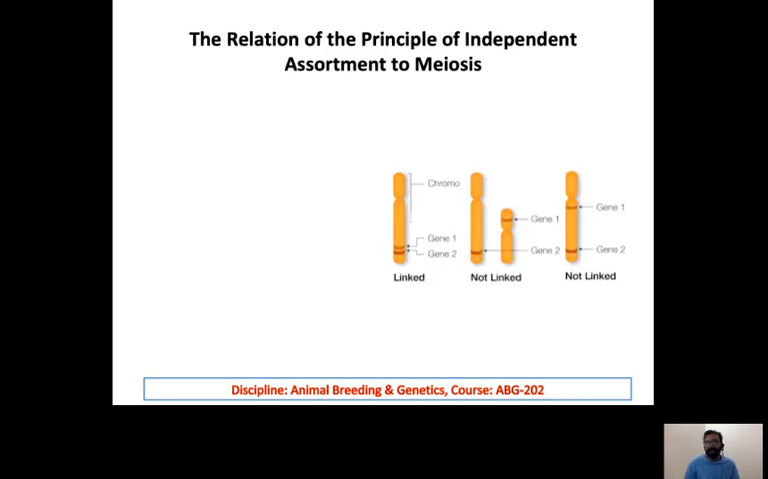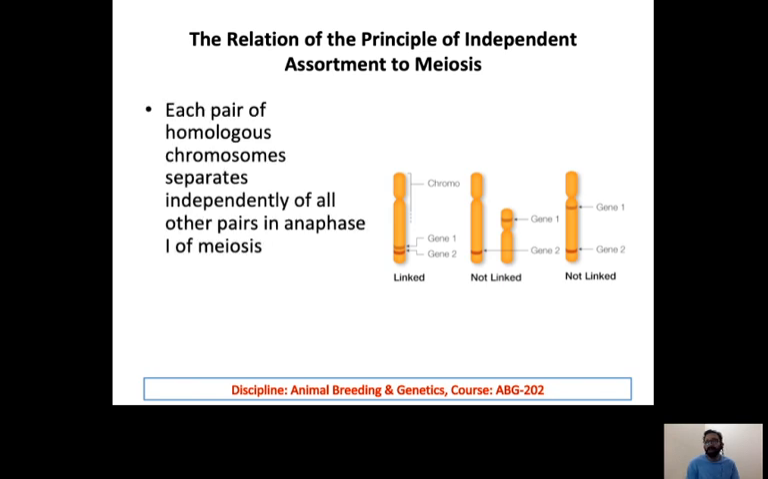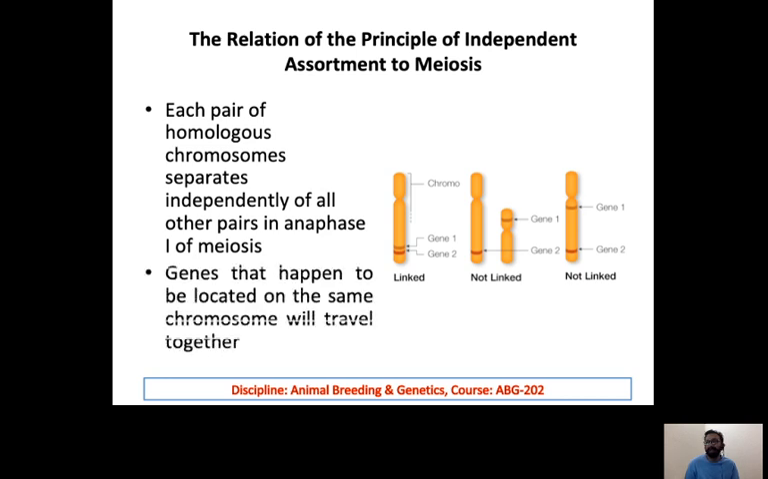But this is possible with certain conditions. Each pair of homologous chromosomes separates independently of each other pair in anaphase of the meiosis. But this will happen only when they are not linked. And when they are linked, you can see in this slide, the photograph, genes that happen to be located on the same chromosome will travel together. So they are linked basically.